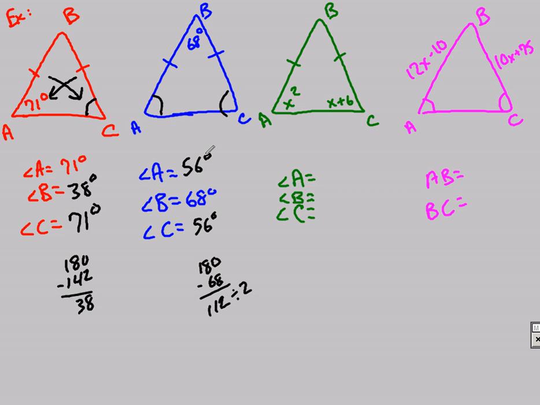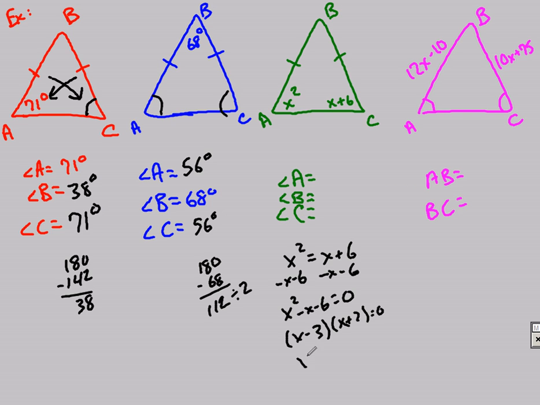In number 3, the green triangle, this one's a little bit trickier because now we're going to have quadratics, but they're still base angles, so we do the same thing. X squared equals x plus 6. I need to bring all terms onto the same side, so I'm going to subtract the x plus 6. X squared minus x minus 6 equals 0. I need to factor. I'll get x minus 3 and x plus 2 equals 0. So that means x equals 3 or x equals negative 2.